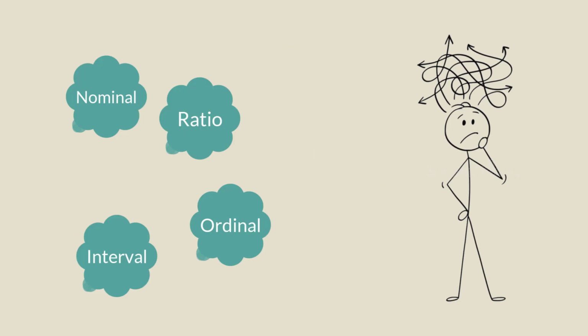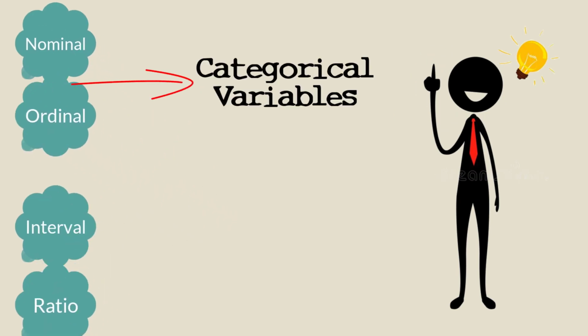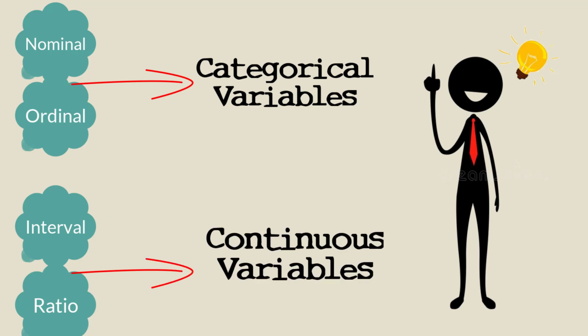Confused? It would not be a good video if I did not get you confused. But let's look at it this way. Nominal and ordinal variables can be considered categorical. The attributes are descriptive and qualitative in nature. Interval and ratio variables are considered continuous. There is order, numbers, meaning, value, and there is an equal distance between attributes.